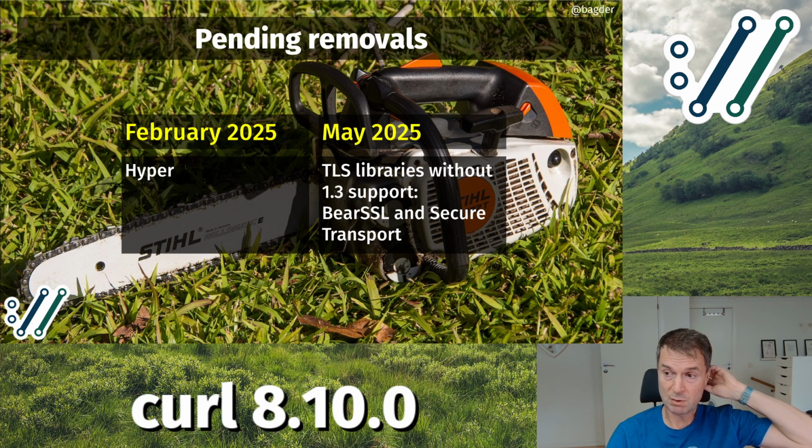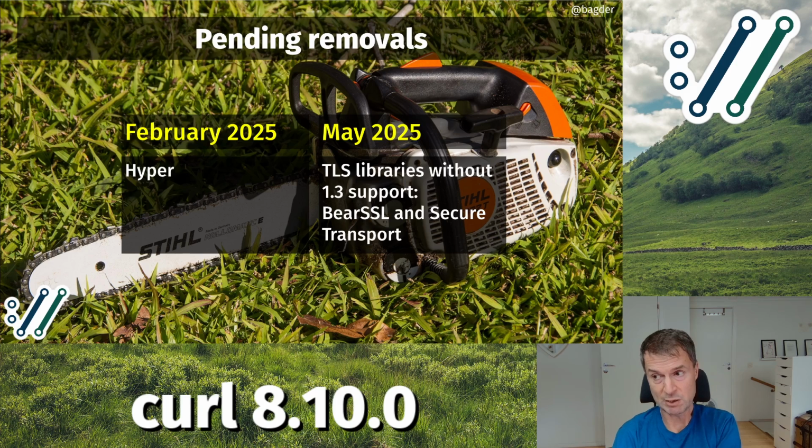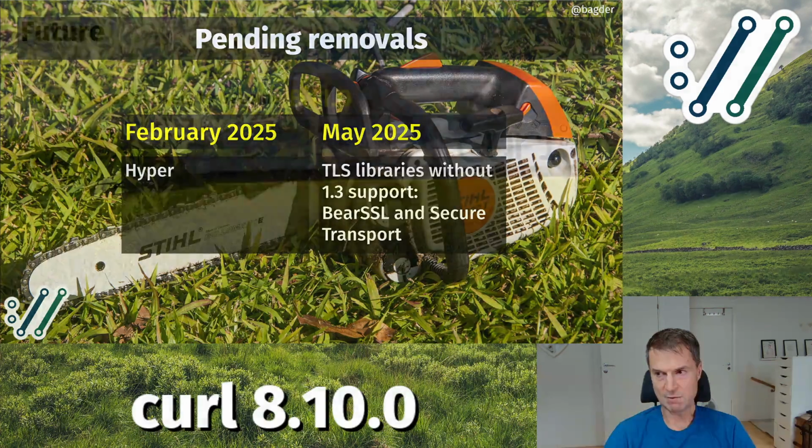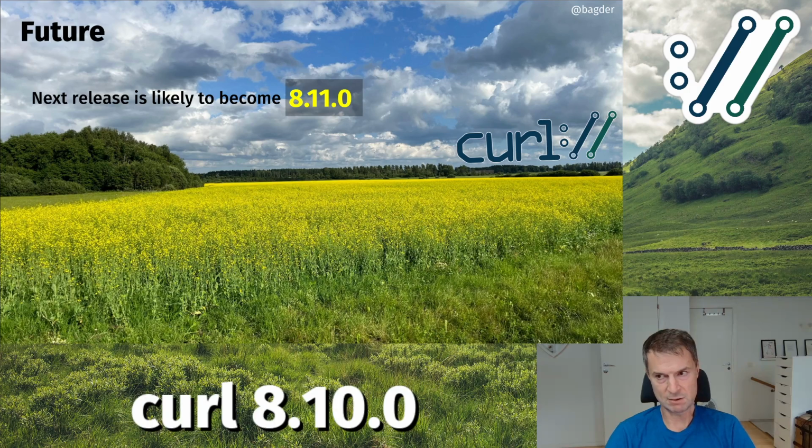And another thing that we intend to remove in May 2025, that's a few months later, right? We intend to drop support for all TLS libraries that don't support TLS 1.3, and all libraries there too, the BearSSL and the Secure Transport TLS libraries. So we intend to drop support for them in May 2025. So if this is a concern for you, either yell at the mailing list or start planning for migrating away from these TLS libraries when you build curl.